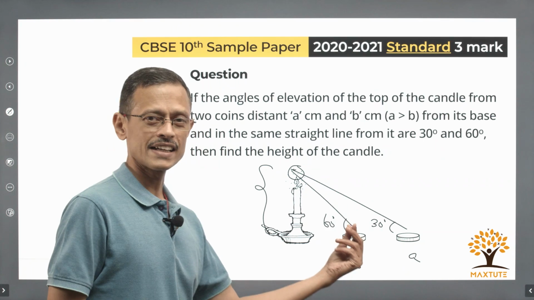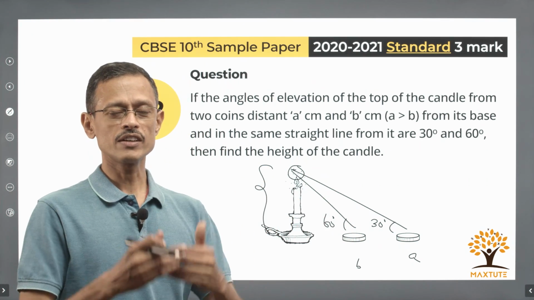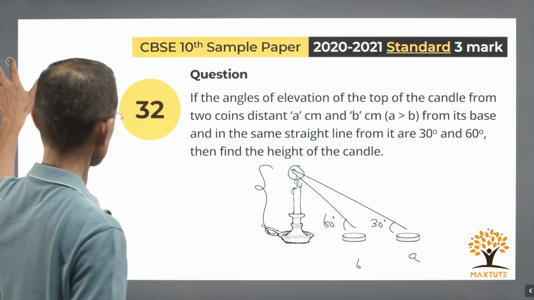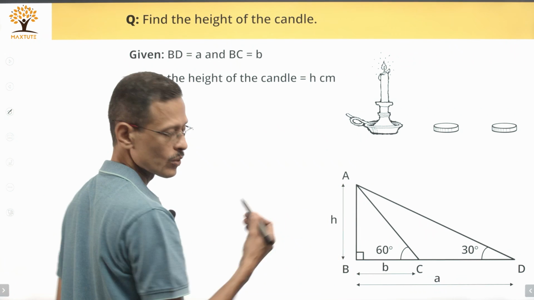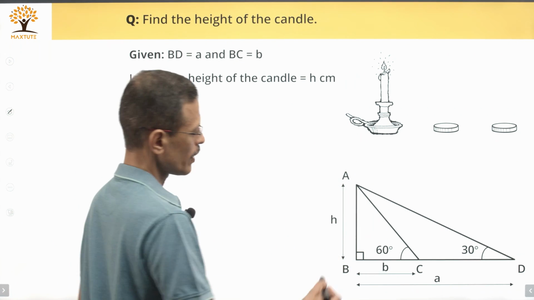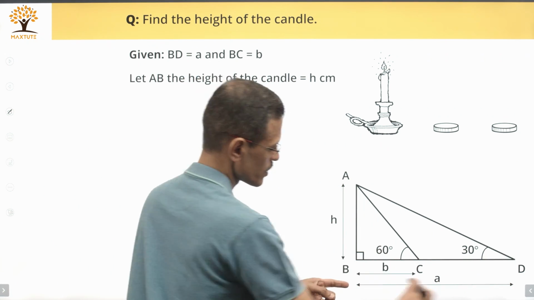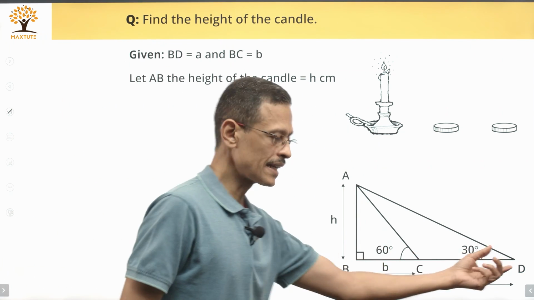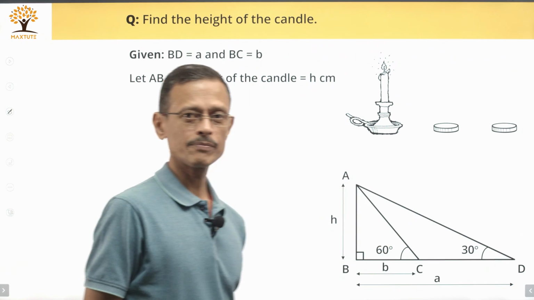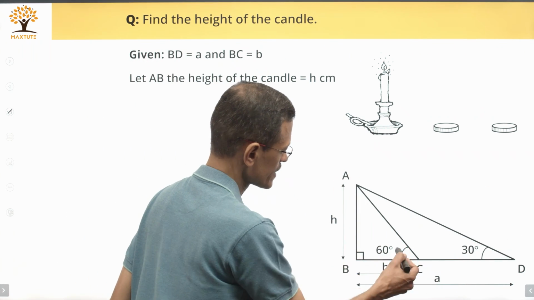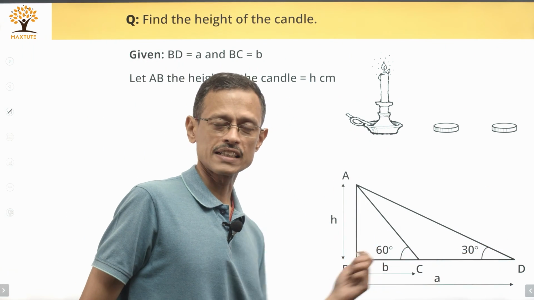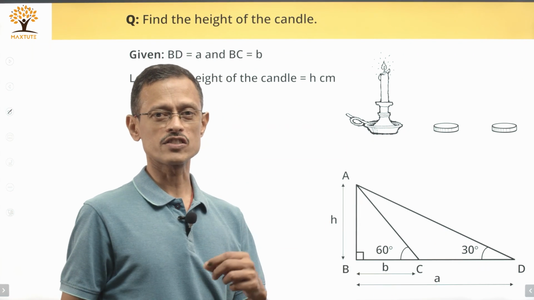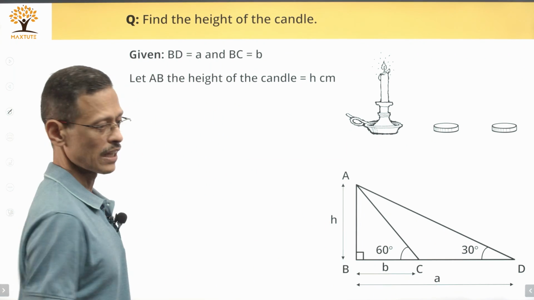Let's get this entire thing redone in the form of a right triangle schematic, which is what we have here. AB is the candle whose height we are trying to find out. Coins at D and C are at a distance of A centimeters and B centimeters from the base of the candle. The coins and the base of the candle are all on a straight line. Angles of elevation are 30 degrees and 60 degrees from the coin at a distance of A and the coin at a distance of B respectively. We need to find out the value of H, right?